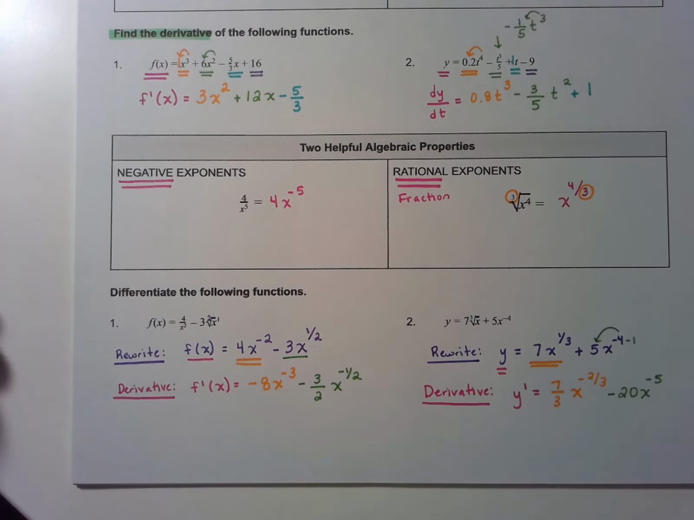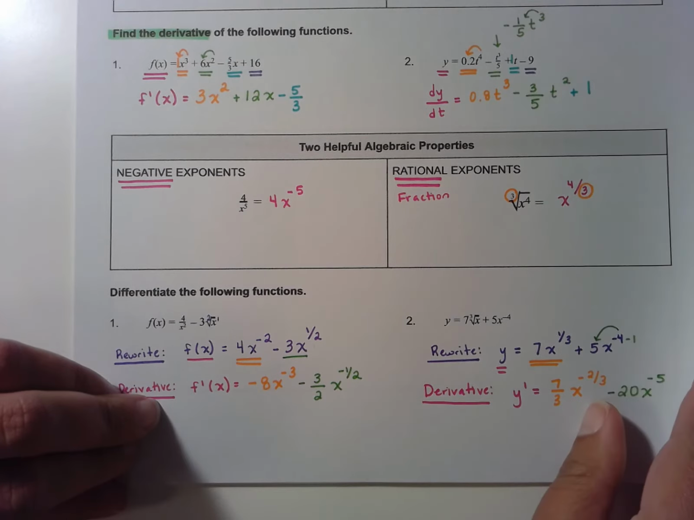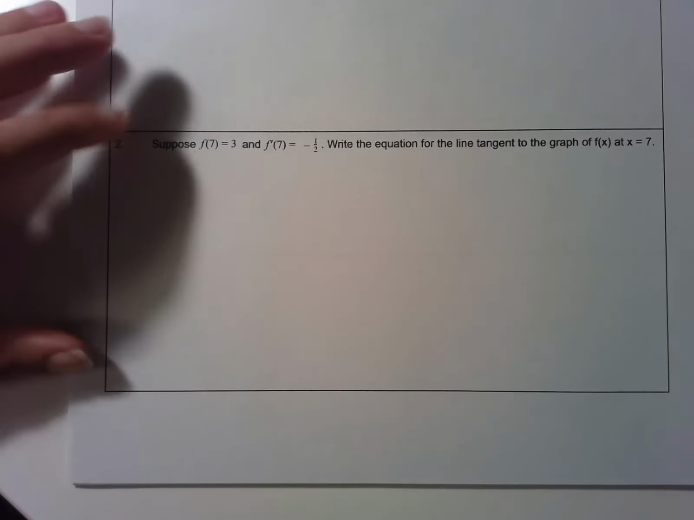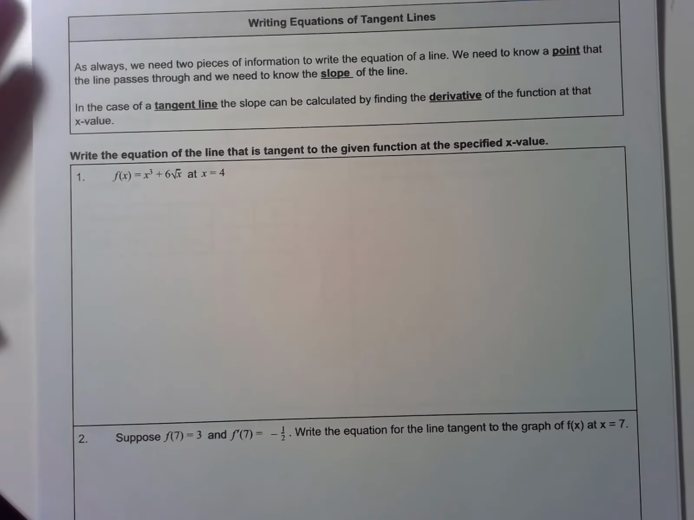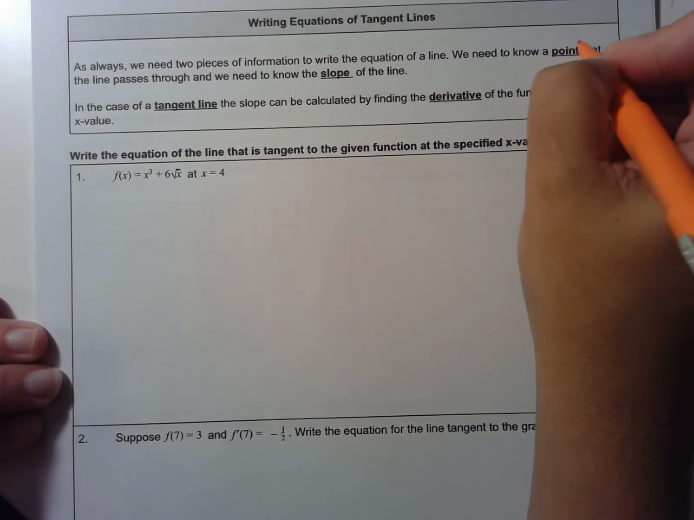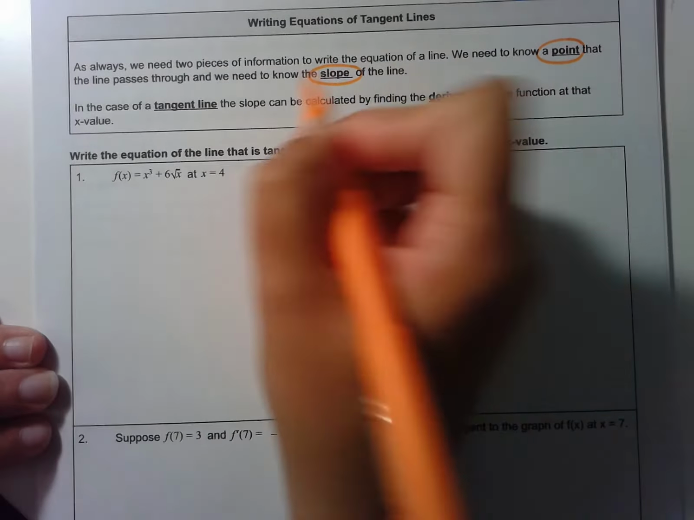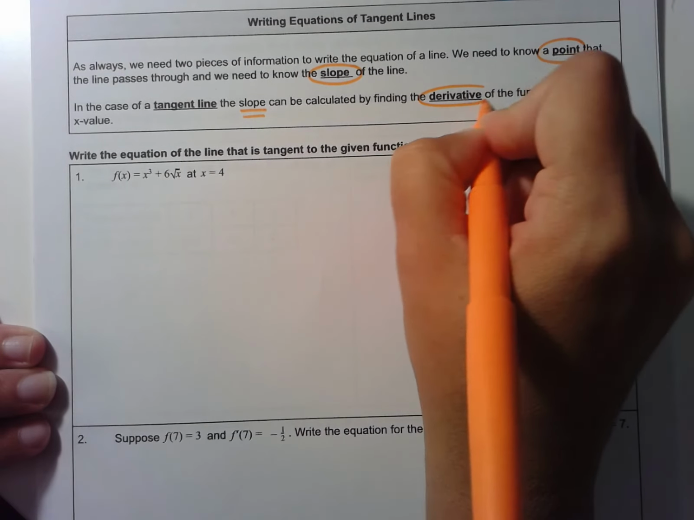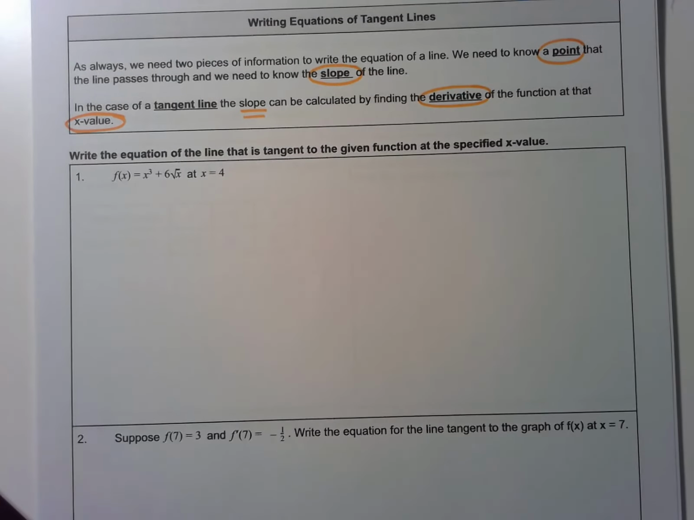Now, these are kind of the basic derivative rules. So we've practiced those rules, but now we need to see how to use those to actually help us with our learning target of writing the equation of a tangent line. As always, when we are writing the equation of a tangent line, we need 2 pieces of information. We are going to need a point that line goes through, and we're going to need to know the slope. In the case of a tangent line, the slope is always going to be the derivative of the function at that x value. So not just a formula for the derivative, but a number that you get by plugging in your x. So let's do a couple examples here.